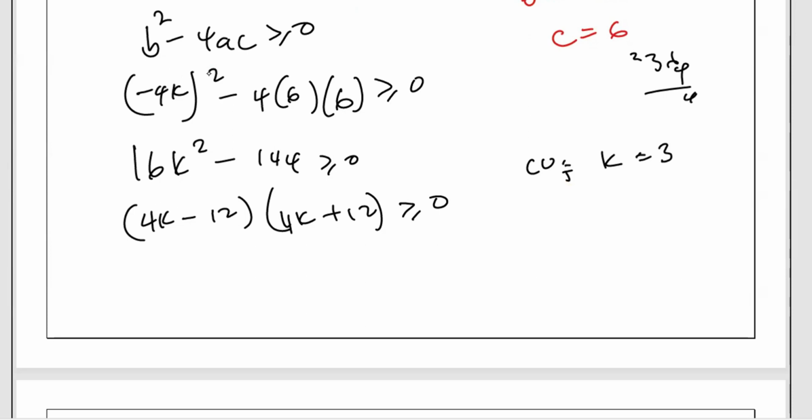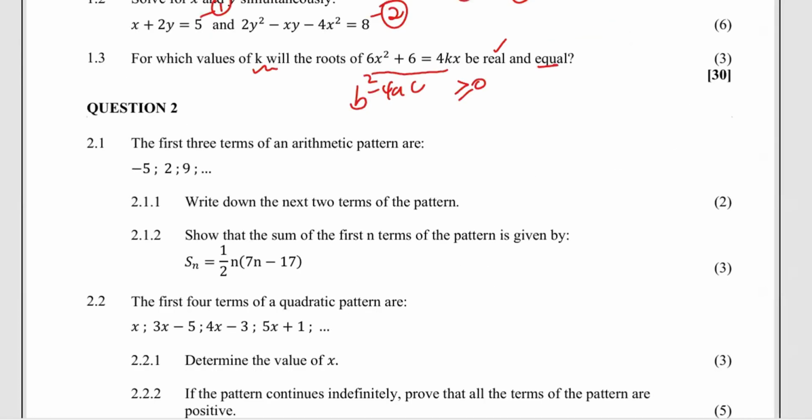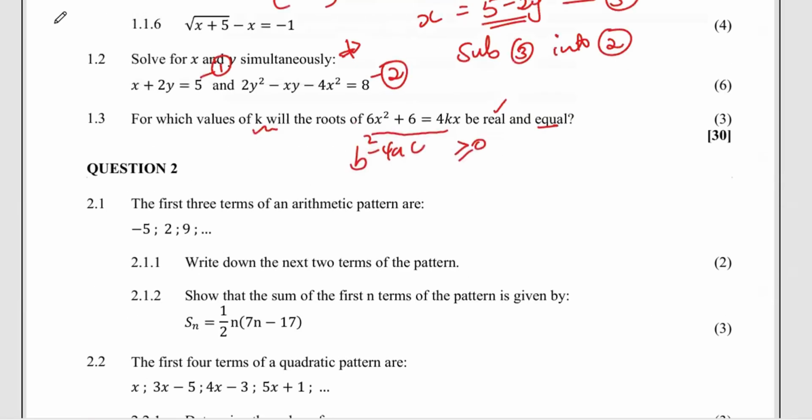The other one, my k is going to be a negative 3. You could even divide through by 16 to simplify that. So for me to have this, my solutions will be k must be less or equal to negative 3, or k must be greater or equal to a positive 3. So those are the solutions, the values of k for which the roots will be real and equal. All right, so those are the sweet 30 marks.